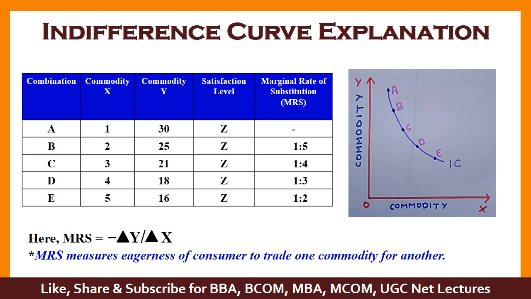The slope of indifference curve is also referred to as marginal rate of substitution, that is MRS. And mathematically, MRS can be calculated by delta Y upon delta X, that is change in commodity Y divided by the change in commodity X. And MRS measures how eager a consumer is to trade one commodity for another.